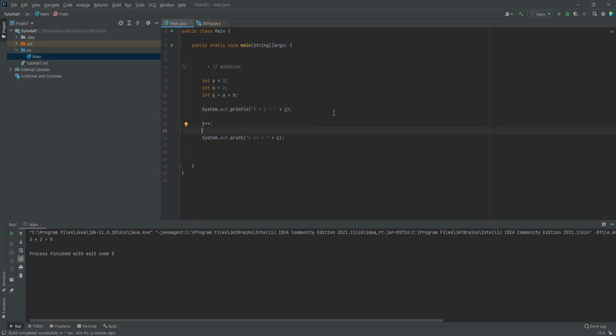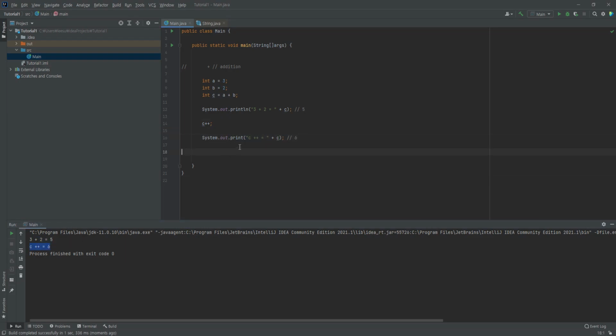What's the expected value? We should receive 5 here, and we should receive 6 here. Let me run the program. We could see that first we had a c with a value of 5, and once we did this c++ operator, which increments the value by 1, when you print the c++, the value became 6, as you could see here.